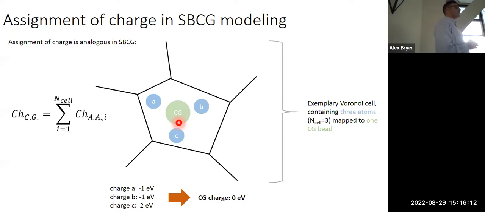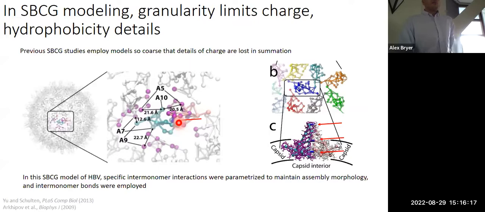So what that meant in some of the original applications of this work, such as Anton's work on HBV capsid, was the direct parameterization of, for instance, interdomain bonds that are meant to preserve stability. So in capsid assemblies, which I'm sure many of you are familiar with, if you lose details such as charge and hydrophobicity, you start to need to make inclusions in your model to accommodate for their shortcomings.